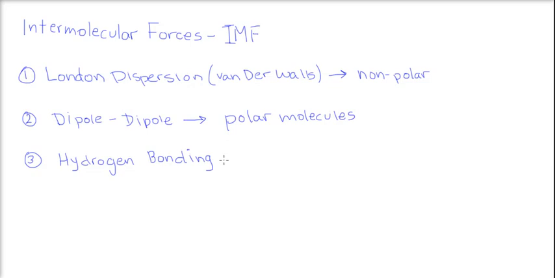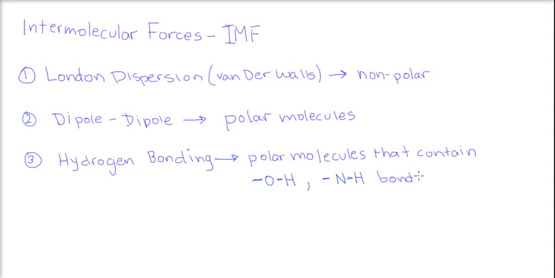And the third, hydrogen bonding. To me, it's a special type of dipole-dipole. So these are polar molecules as well. But the difference is that there's going to be a very special, unique feature. So these polar molecules must contain either an oxygen-hydrogen bond, or OH, or a nitrogen-hydrogen bond. And we're going to see examples of these and how these work.